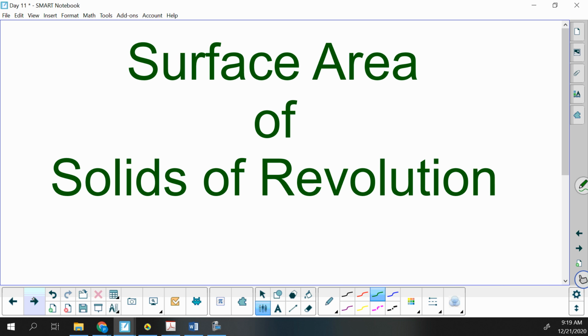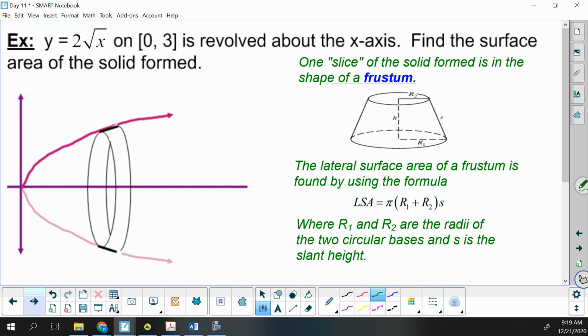All right, today is the last new topic in the unit. We've got surface area of solids of revolution. So say you took y equals 2 radical x on 0, 3 and spun it around the x-axis. And then we sliced it all up. Well, what we're going to try and do is find the surface area today. That strip that is shown there is basically the thing that we would want to find the area of.